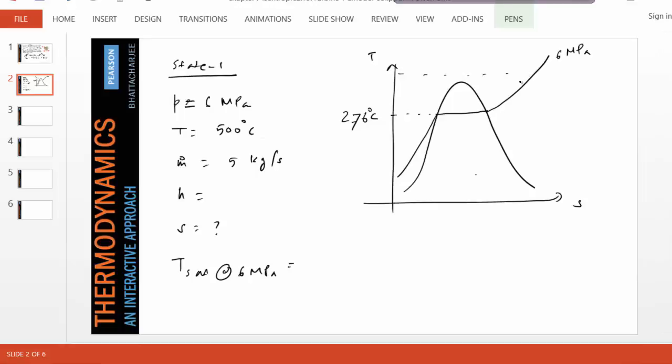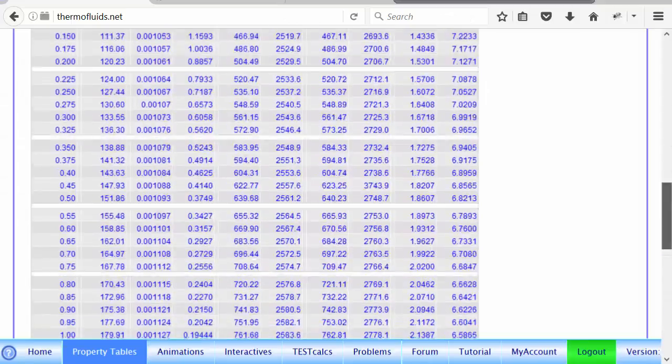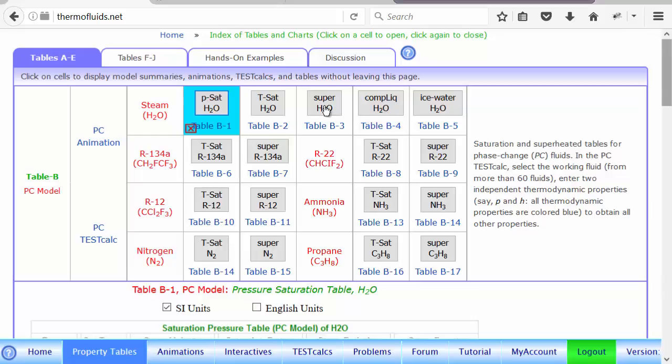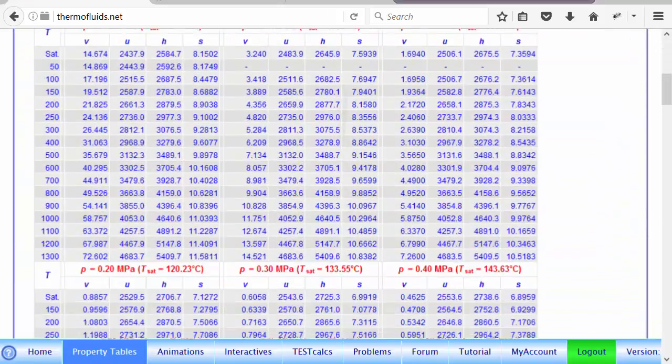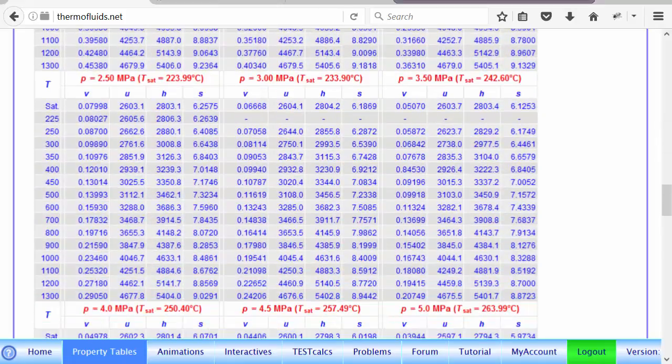So that must be our state. Let me draw it a little bit differently. Let's say this is our state, state 1. To find enthalpy and entropy, we go to the superheated table now, because we have determined that state 1 is superheated. So we start the superheated table and go to 6 MPa, which is way down here.